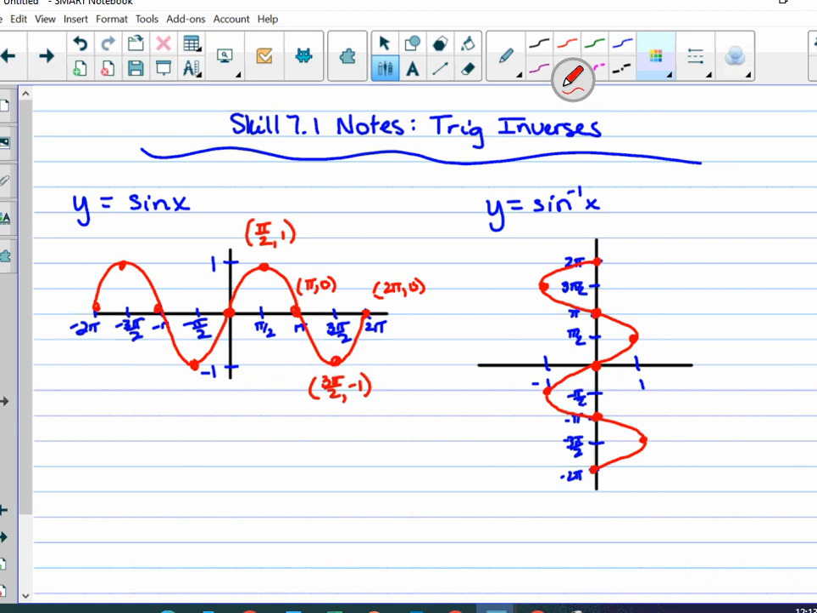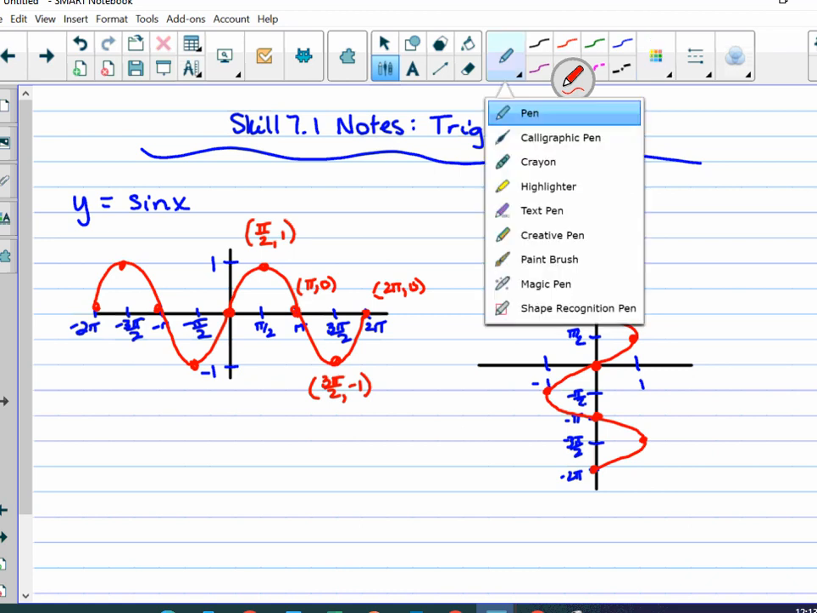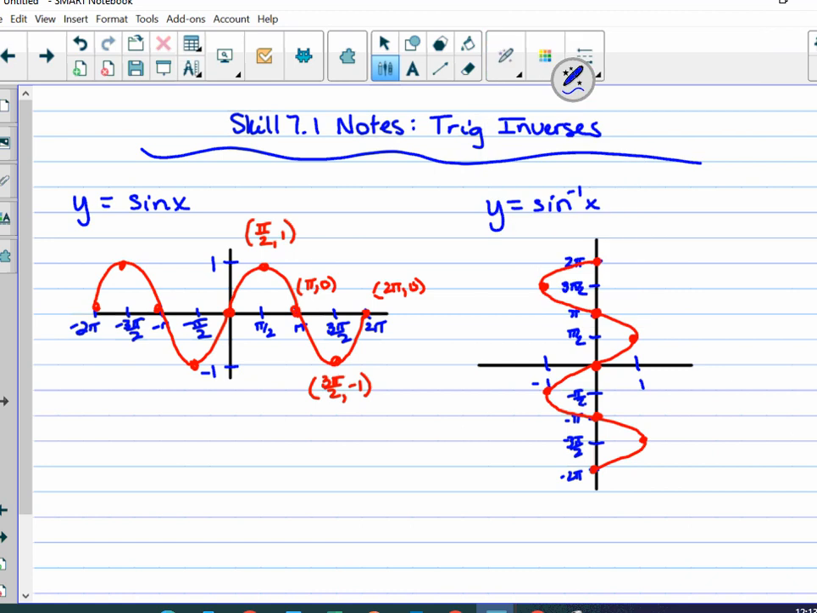So what we have to do is restrict this and pick a window that's going to show all the values of the graph, but is a function. Anybody have a guess on a window we might want to use? Here, let me show you. What if I only looked at this part?